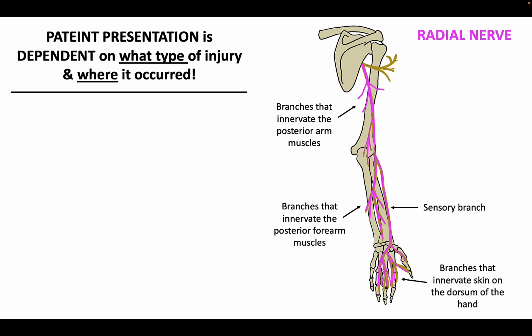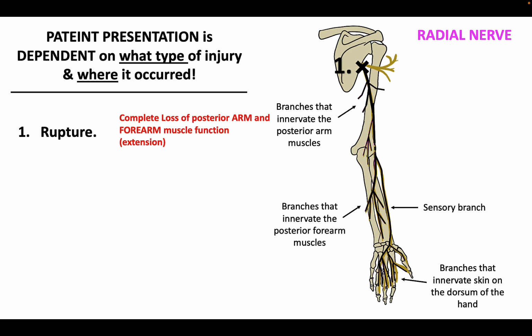So first example is an injury here, right after a radial nerve branches away from axillary, and the injury, in this case, is a rupture, so a complete tear, which means complete loss of function. So what does that actually mean for radial nerve? This means we cannot extend the forearm at the elbow, and we cannot extend the hand at the wrist, nor the digits. We have completely lost posterior arm and forearm muscle function. They are paralyzed. We also have lost sensory function of the radial nerve, so loss of the posterior arm, posterior forearm, and some of the dorsum of the hand have no feeling at all.